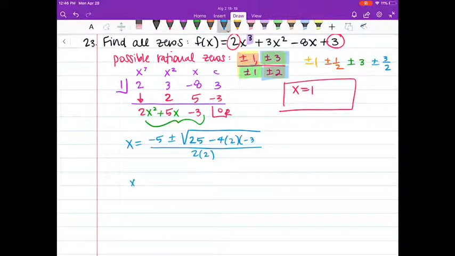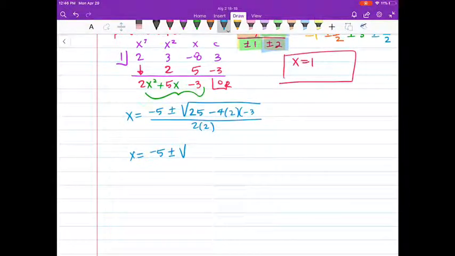So we continue to simplify. x equals negative 5 plus or minus the square root of 25, and then again we've got a negative times a negative. So 4 times 2 would give us 8 times 3 is 24. 25 plus 24 under our radical is 49. That's great news. All over 4. Square root of 49 is 7.